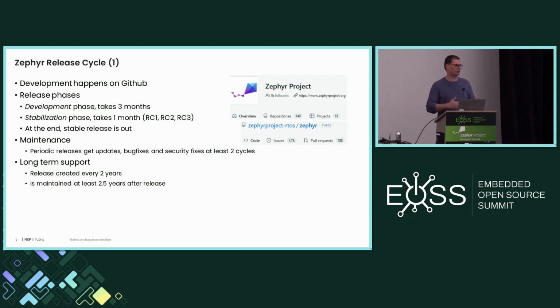Then at some point, development stops and people start to test the code really well. Of course, there will be bugs, and there will be a period of 1 month when the community needs to fix the bugs. This is in a series of 3 release candidates. And after this month passes, the stable release is out. Now, there are 2 parts of the maintenance. For the periodic releases, we send updates, bug fixes, and security fixes for at least 2 cycles. And for the long-term support, every 2 years, we mark a release as supported for the long term, and we support that release for 2.5 years.